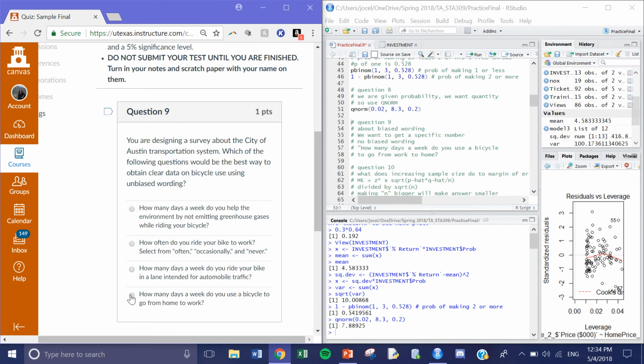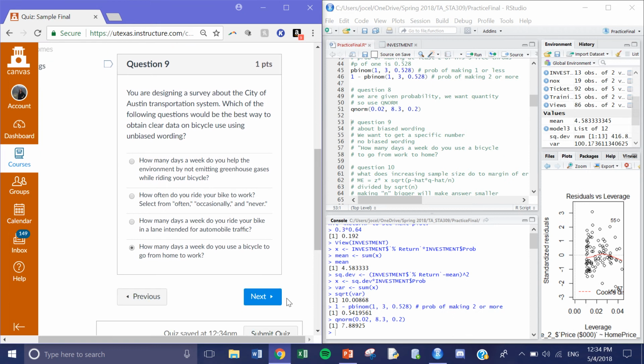So option D is the best option. It says, how many days a week do you use a bicycle to go from home to work? And this is going to give us a clear number answer. It also doesn't have any bias in that question.